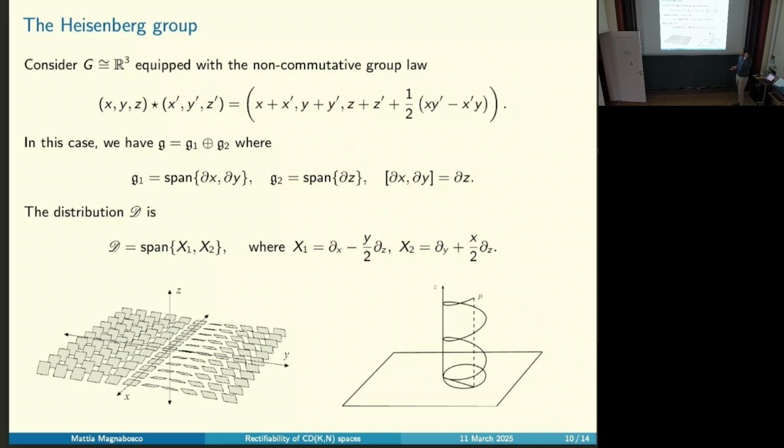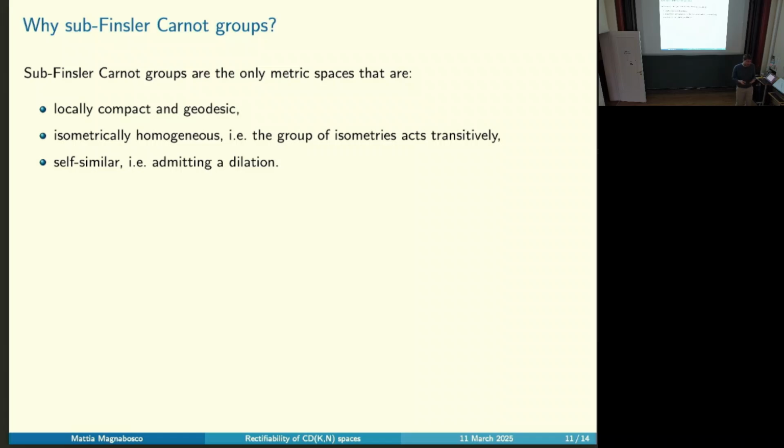Okay, so now a very natural question, why sub-Finsler Carnot groups? Why am I talking about sub-Finsler Carnot groups? The first answer is that sub-Finsler Carnot groups are the only metric spaces that are locally compact and geodesic, isometrically homogeneous, meaning that the group of isometries acts transitively, and self-similar, that means that they admit dilations. Now, even if you don't exactly know what these are, the point is that sub-Finsler Carnot groups are the only spaces satisfying this set of metric assumptions. So you can really identify sub-Finsler Carnot groups as the only metric spaces satisfying a set of metric assumptions.